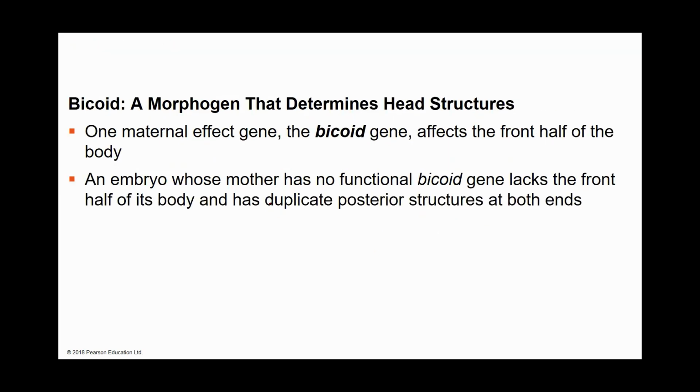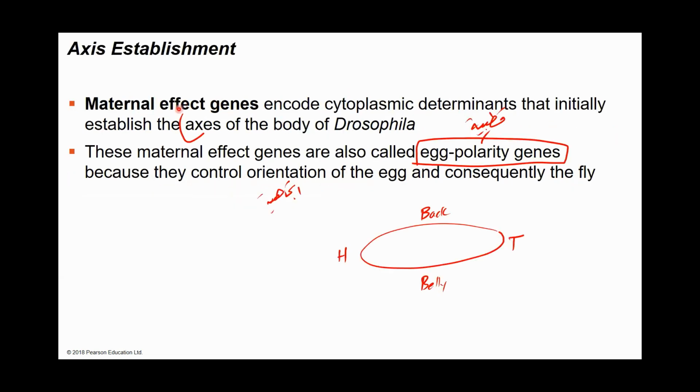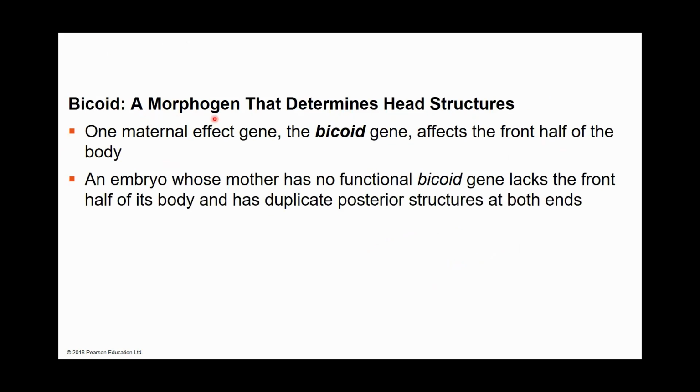Let's look at an example of a cytoplasmic determinant that is encoded by a maternal effect gene or an egg polarity gene. One of the genes is called the bicoid gene, and it is important for establishing the anterior posterior axis. It will determine which side of the egg will become the front, which side of the egg will become the back or the tail. Okay. So this bicoid gene is important for establishing the head to tail axis.